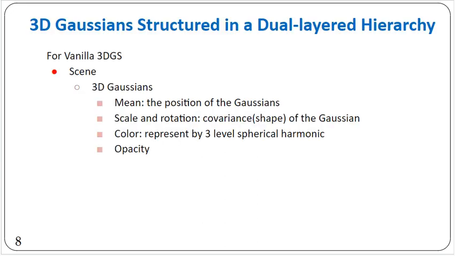After the introduction, let's get to the method part. Vanilla 3D Gaussian splatting represents a scene by many 3D Gaussians, and each 3D Gaussian has four main variables. The first one is the mean, which means the position of the Gaussian. The second one is the scale and the rotation, which is the covariance of the Gaussian. The third one is the color, represented by three-level spherical harmonics. And the fourth one is the opacity.